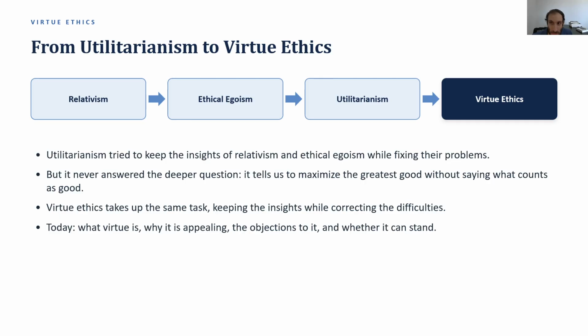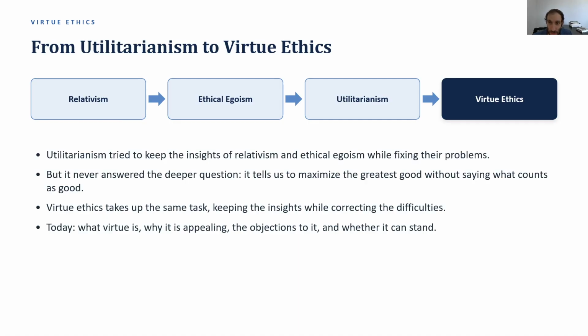It does not provide us with a foundation for ethics. And so while the utilitarian tells us that we should act in order to maximize the greatest good for the greatest possible number of people, utilitarians do not tell us, or at least they disagree, as to what counts as good. It is with this in mind that we turn to virtue ethics.